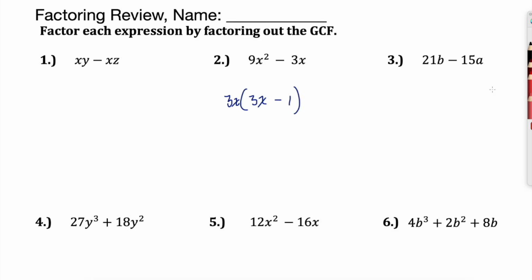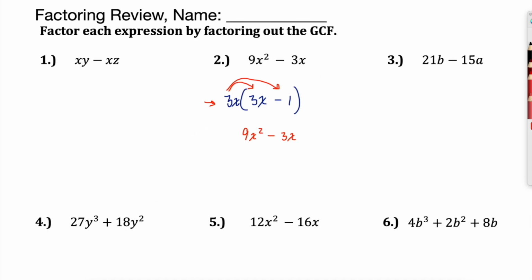So there we go. Now, as a check, if I were to distribute this again, I should get the original polynomial here. So 3x times 3x would be 9x squared. 3x times negative 1 is minus 3x. And yes, that is true. So that is my factored expression.